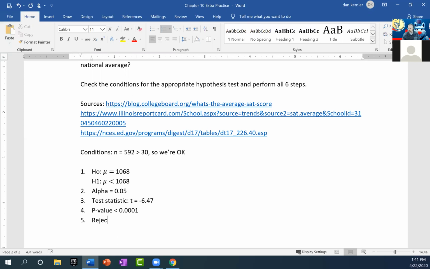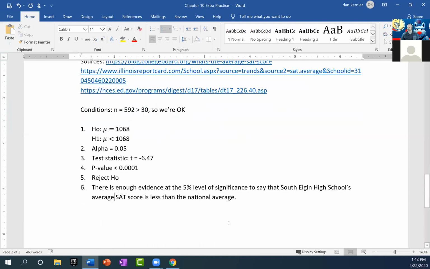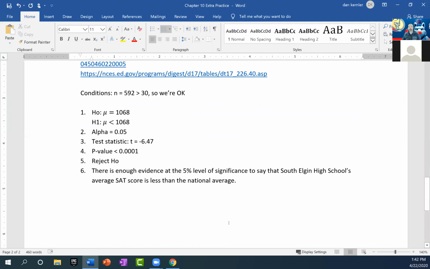So we would reject the null hypothesis. We got a low p-value. So there is enough evidence at the 5% level of significance to say that South Elgin High School's mean SAT score is less than the national average, national mean. Okay, that's that. And that's the kind of thing I'm going to ask you to do on the next test.